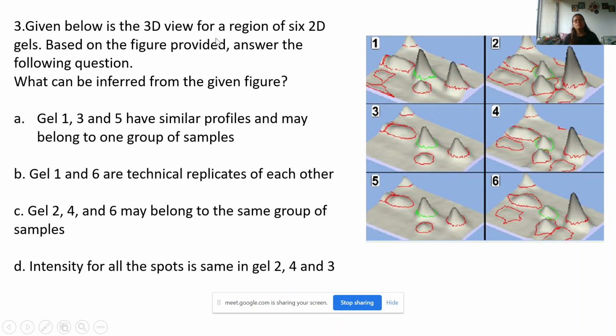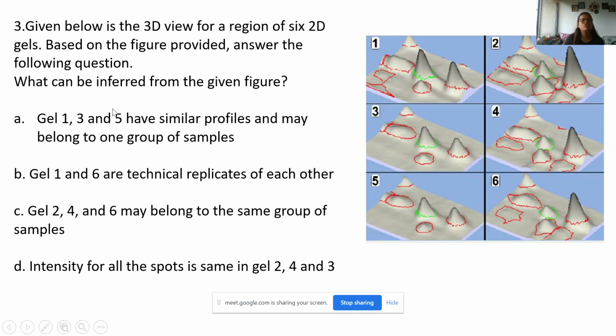Okay, so given here is the 3D view of a region of six 2D gels. Based on the figure provided, answer the following question. These are six images of six samples, six gel images. So what can be inferred from the given figure? Looking at the figure, you have to make some guesswork about what can be inferred. So we will see what options are given to us.